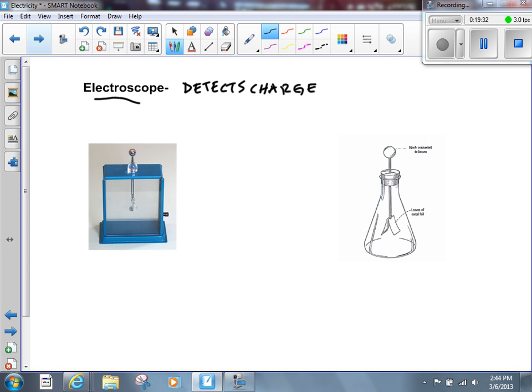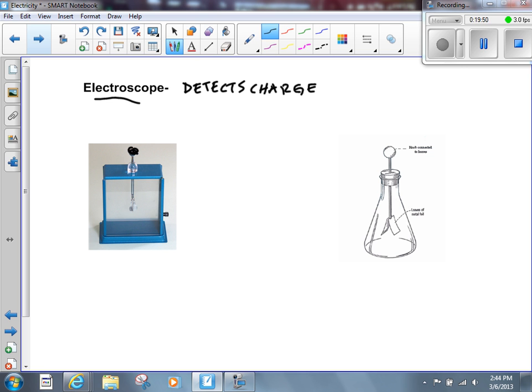If you have a positively charged object, it'll tell us that it's charged, but it won't tell us that it's positive. If it's really charged a lot, it'll tell us it's charged, but it won't tell us that it's charged a lot. Here's how it works. Here's how both of them work. They're both basically the same.